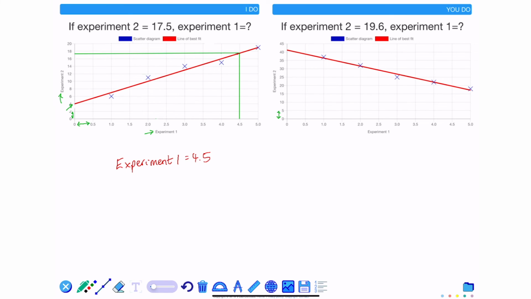Well, 19.6 will be very close to 20. Reading across and reading down, experiment 1 is also equal to 4.5 in the second example.